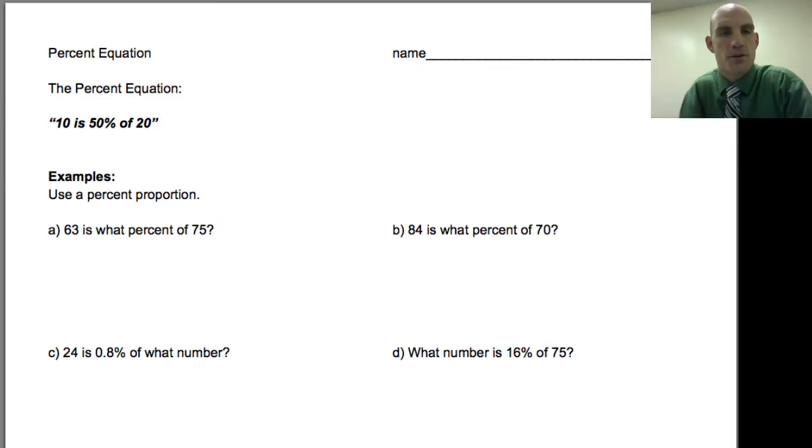Today we're going to talk about the percent equation. For example, the percent equation deals with statements like this: 10 is 50% of 20. Well, the percent equation is something that we all are kind of familiar with.